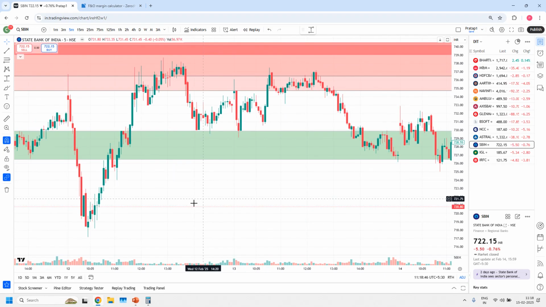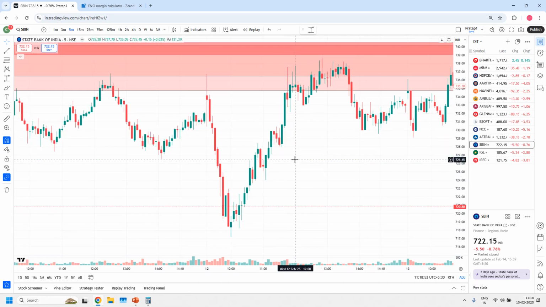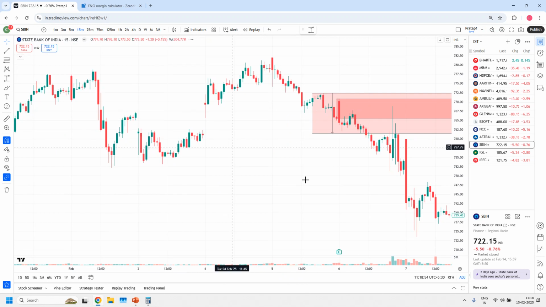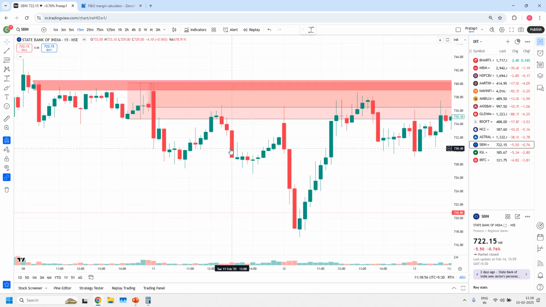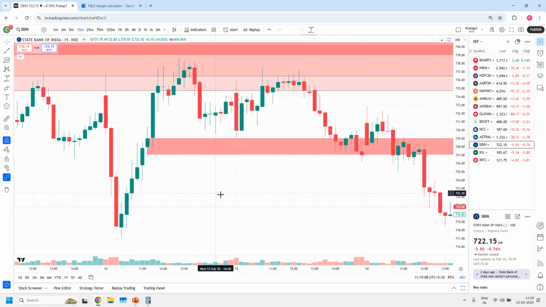But after that, any new demand zones created here? Yes. 15-minute demand. These are the 5-minute demand zones. Let me go to the 15-minute time frame now. Yes, here you have a rally base rally. This is the 15-minute zone. This should be your new target zone.